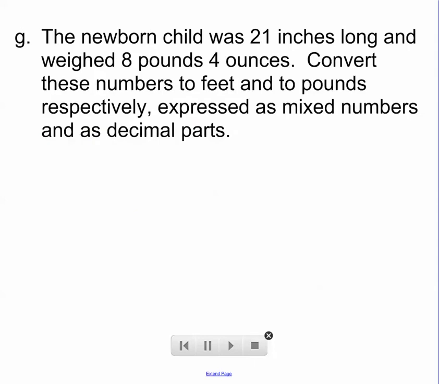The newborn child was 21 inches long and weighed 8 pounds 4 ounces.